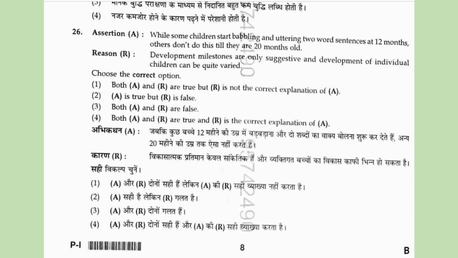While some children start babbling and uttering 2-word sentences at 12 months, others don't do this till they are 20 months old. Correct? Developmental milestones are only suggestive, yes, and development of individual children can be quite varied. So both A and R are true, and R is the correct explanation of A.